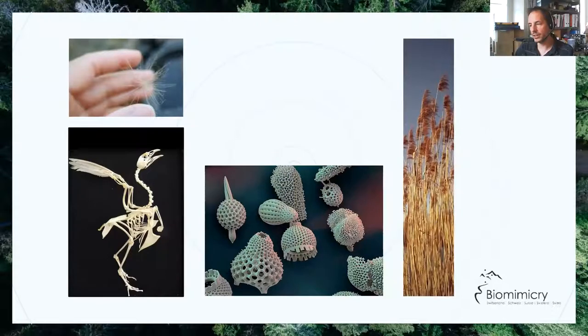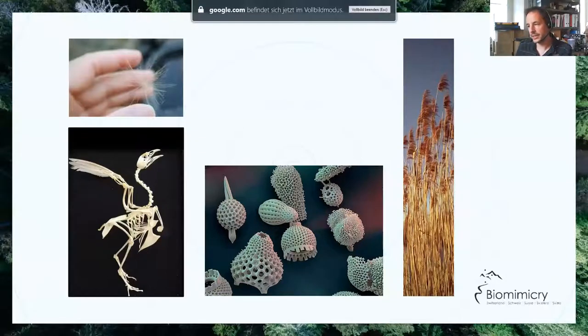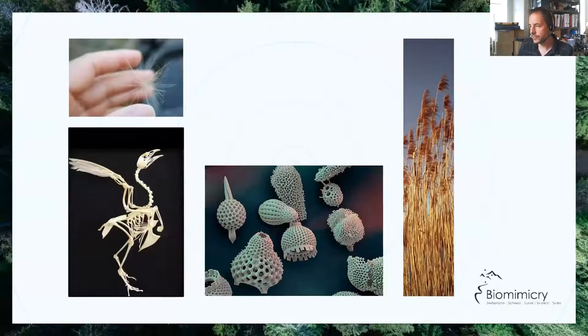Then a very nice model is reed. It's for you architects that are listening. It's a very, very nice model for slim and tall structures. Reed is also very light, and withstands basically any storm. This layered structure makes the reed so sturdy and light at the same time. So that's a very exciting model.